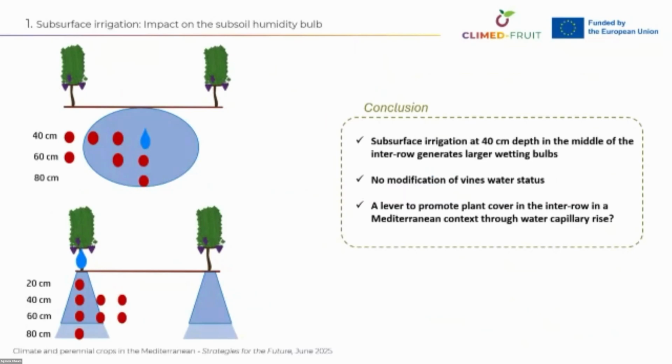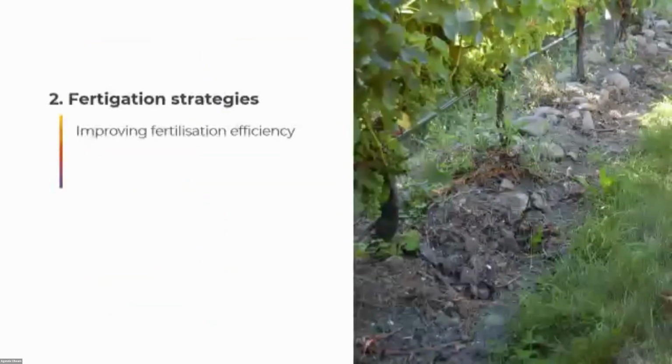So the conclusion on this first trial was that subsurface irrigation at 40 centimeter depth in the middle of the interrow generated larger wetting bulbs without modifying the vine water status compared to aerial drip irrigation. And subsurface irrigation could be a lever to promote plant cover in the interrow in a Mediterranean context, because it was observed during the trial that the water from the subsurface irrigation reached the soil surface through water capillary rise. So it could be further studied in other trials, but something interesting at least.